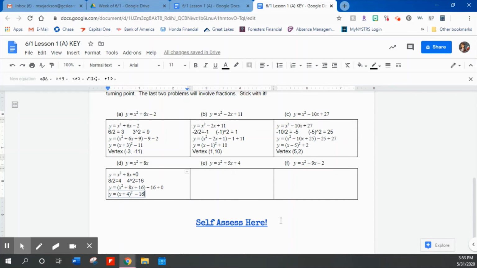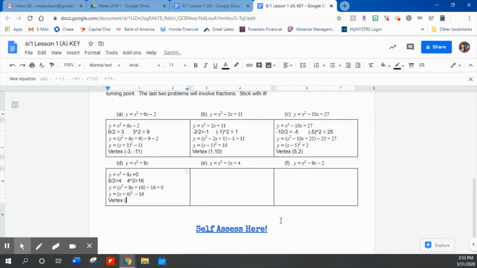So really same exact method. You just have to not get thrown off by that lack of a C term, okay? And our vertex would be -4, -16, okay? All right, let's take a look at letter E together. Letter E is slightly different. You'll see why very momentarily.